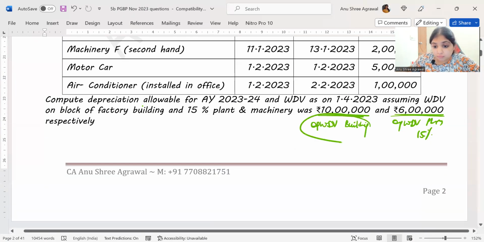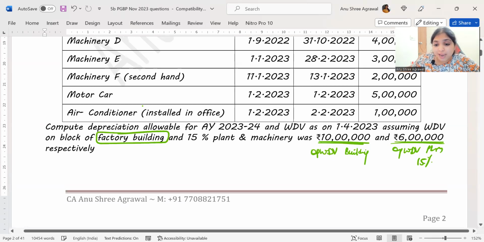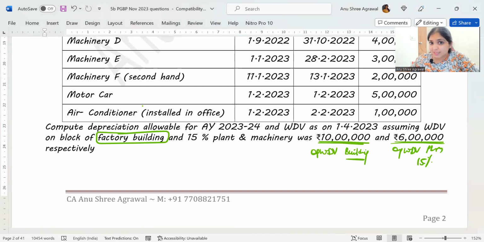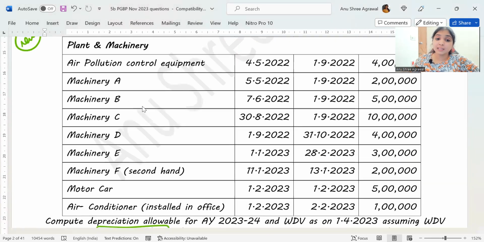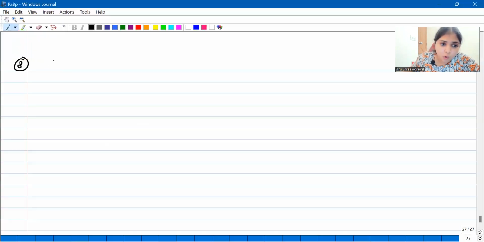First of all, we have the building block. Building, it's factory building. So category building, okay, but what will be the depreciation rate? Factory building, depreciation rate will be 10%. Very good. When is it 5%? If it is residential building, then 5%. Otherwise, it is 10%. Here it's factory building, therefore 10%. So write down block 1. What's the category of assets? Building. What's the depreciation rate? 10%.